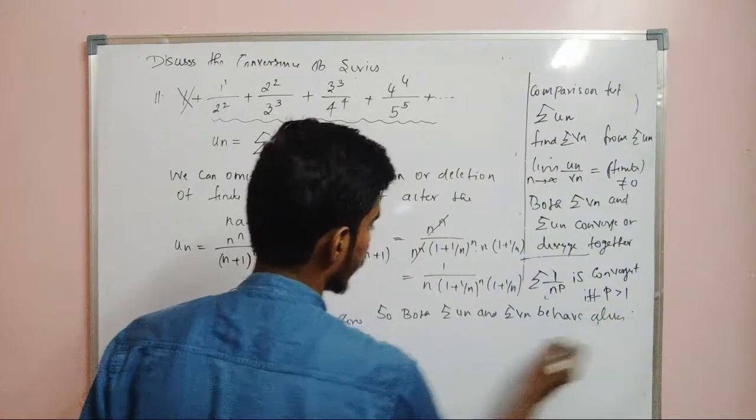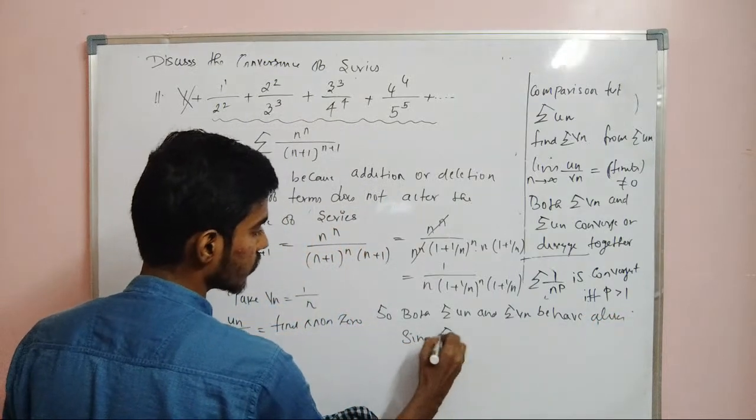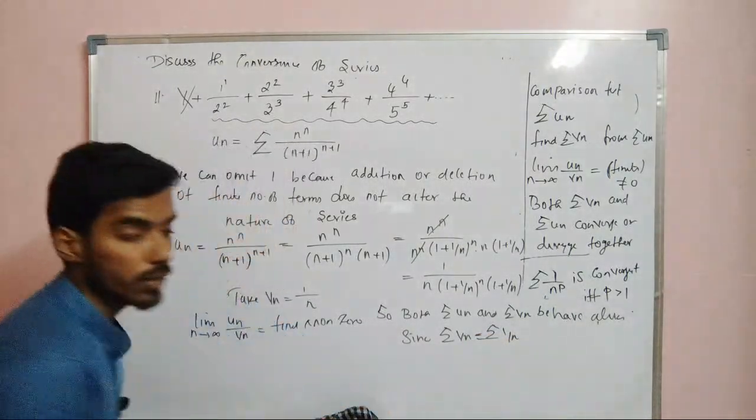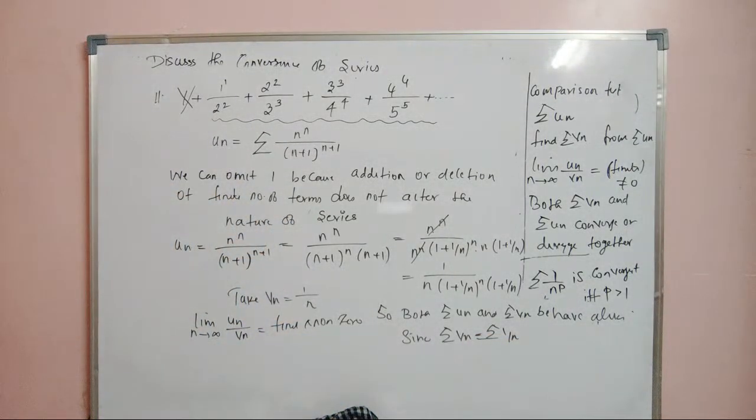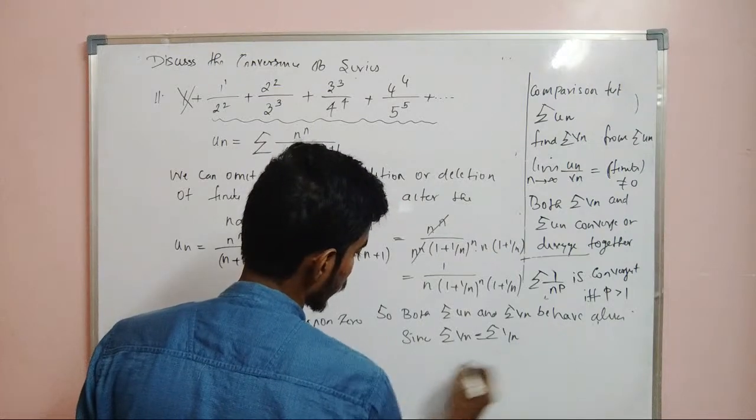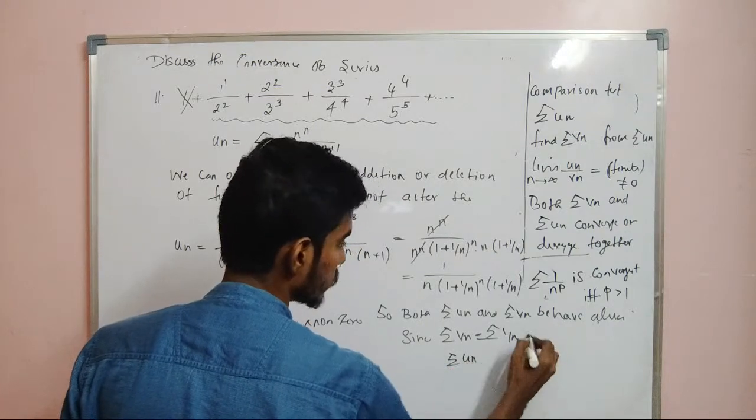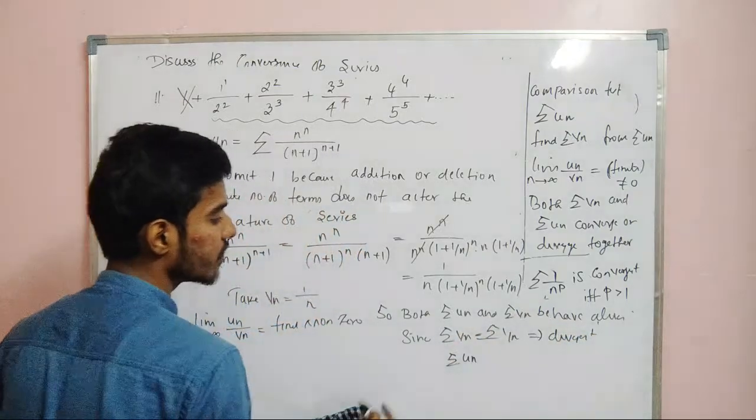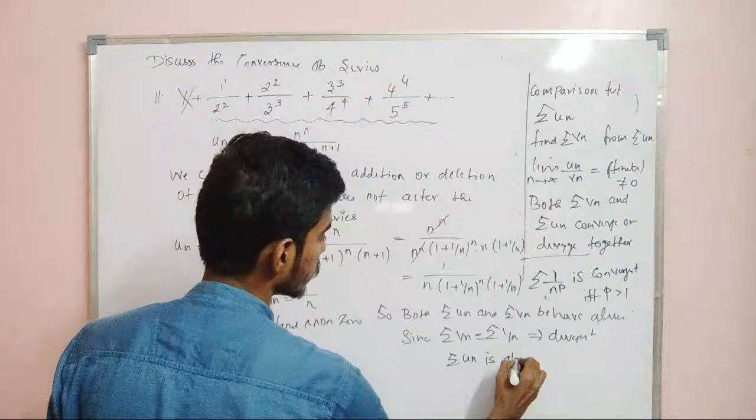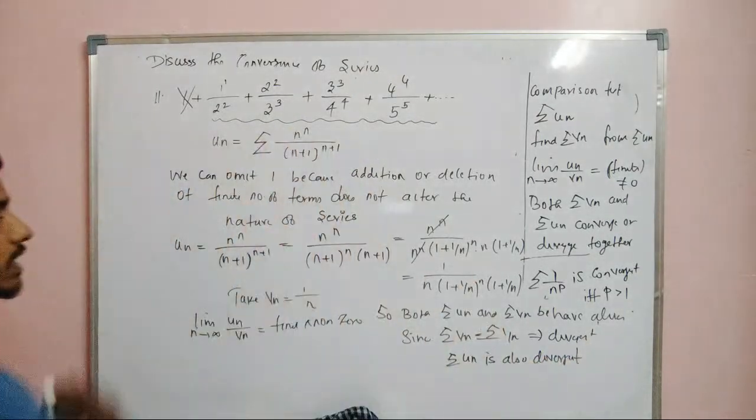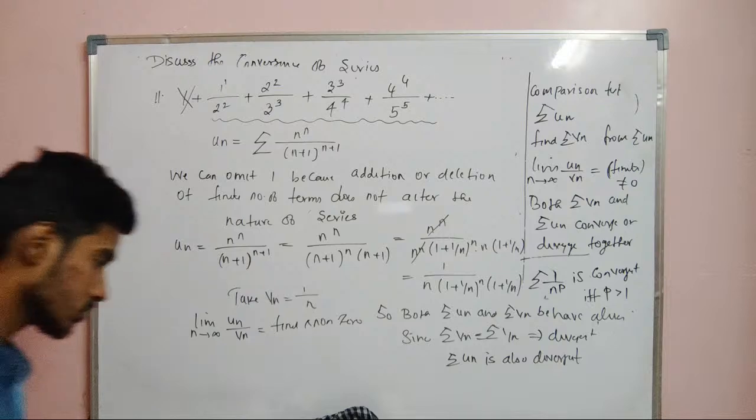Behave alike. So since what is Vn, which is 1 by n, this is divergent. Remember, as a sequence 1 by n is convergent, but as a series 1 by n is divergent. So this series is divergent. So therefore un is not convergent. Un is also divergent because both behave alike. Sorry, divergent. Right. So this series is the divergent series.